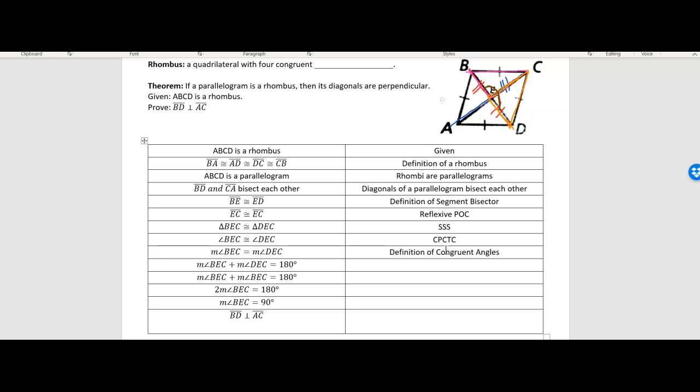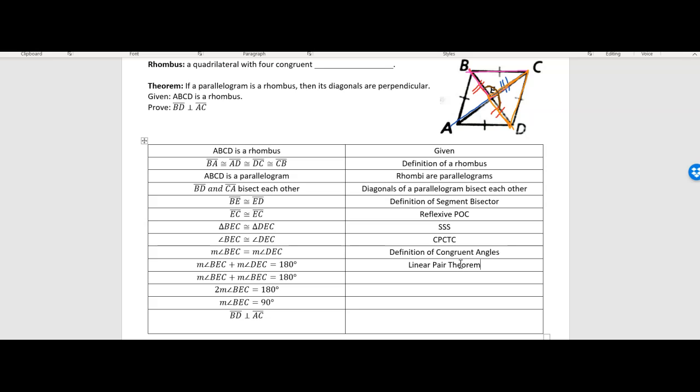The next line may not be related to the previous line. It says measurement of angle BEC plus the measurement of angle DEC. So again, those two angles that I have marked off in brown are equal to 180 degrees. Well, we know that they're congruent, but why would they be equal to 180? Well, they are a linear pair. So this would be linear pair theorem.